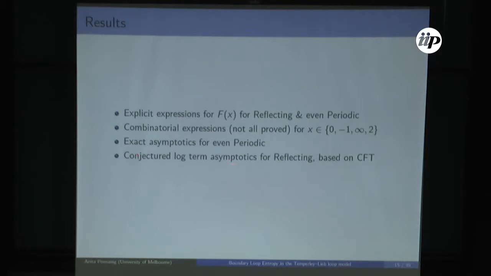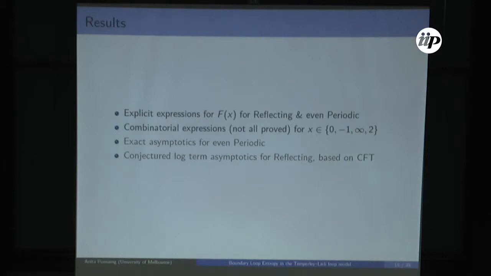And in the reflecting case, I'll show you why, but we haven't been able to do the asymptotics exactly. But there are conjectured asymptotics for the log term which match up with the numerics, in terms of L, the size of the system. So these are the asymptotics of F in the limit of large system.